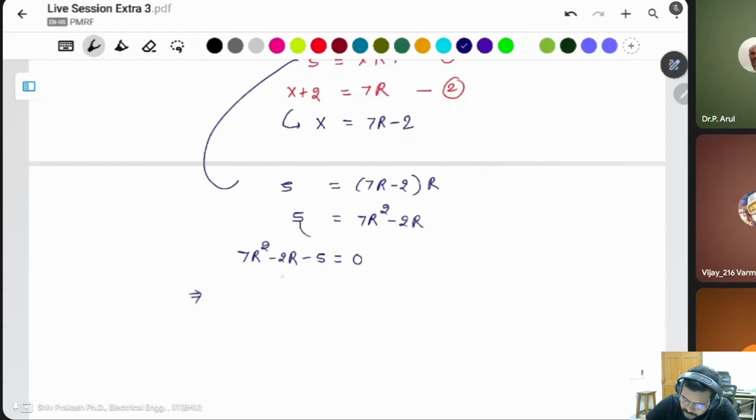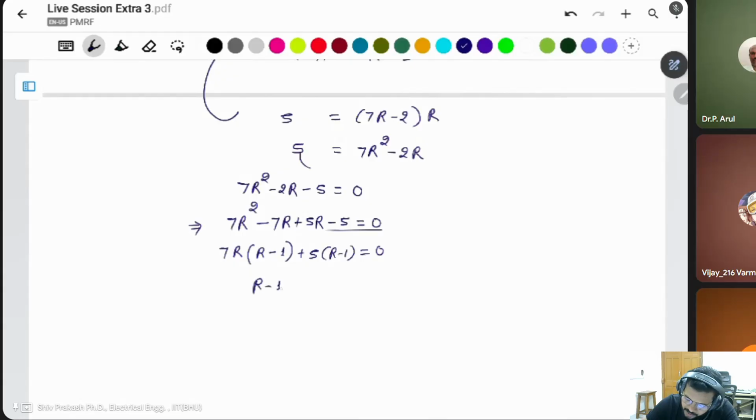This will break into two parts. This will be 7R squared minus 7R plus 5R minus 5. It breaks into two parts, 7R and 5R. You can take 7R common in the first one, this will be R minus 1. You can take 5 common here, this will be R minus 1, equal to 0.